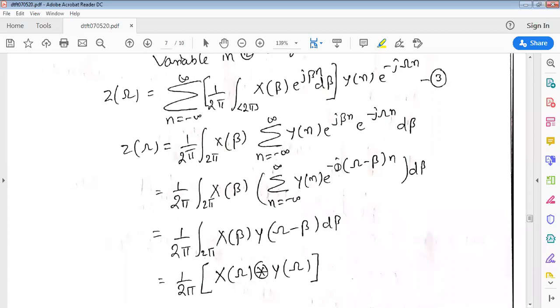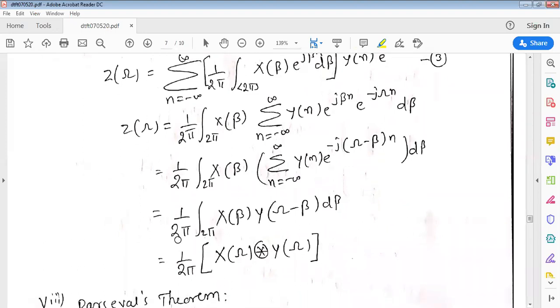Now we have e power minus j into omega minus beta into n d beta. So this gives me 1 by 2 pi, integral over a period of 2 pi, x of beta, and what is this term? y of n into e power minus j into omega minus beta into n. How can I write this term? What will this give you?